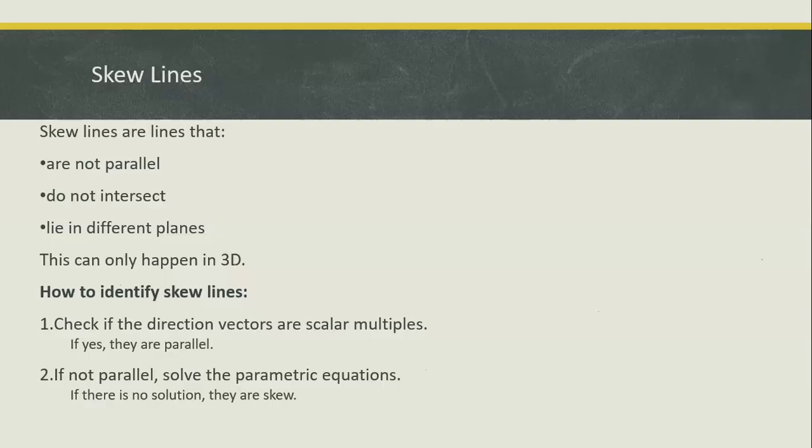How to identify skew lines? We check if the direction vectors are scalar multiples. If yes, they are parallel. If not parallel, we solve the parametric equations. If there is no solution, they are skew.